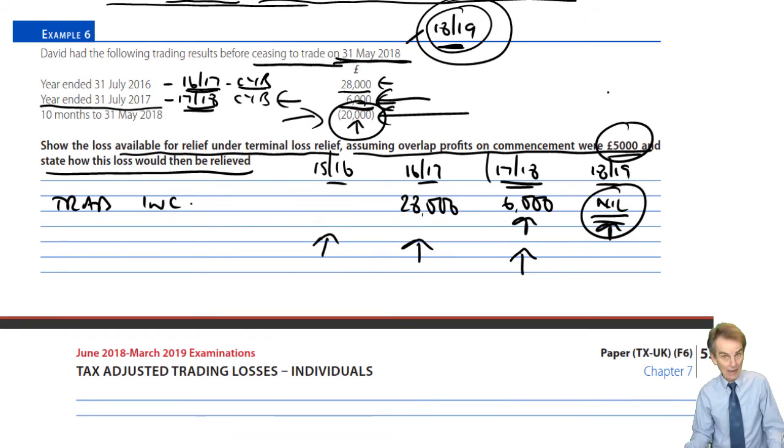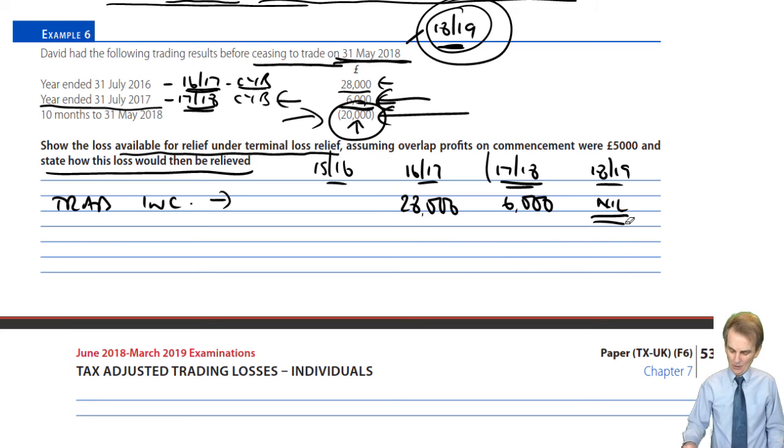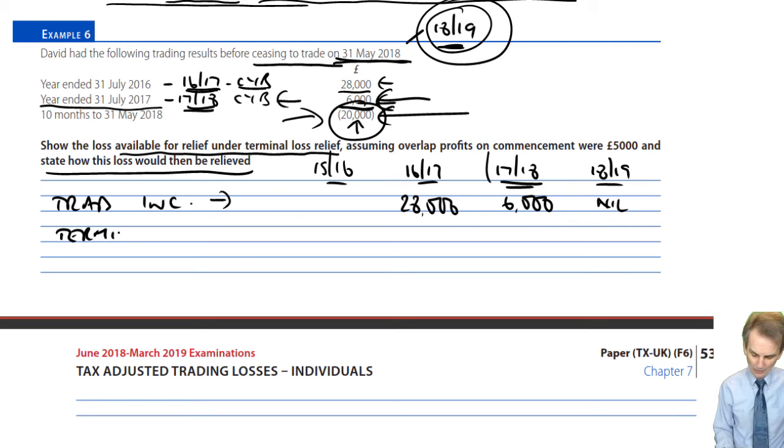Let us, therefore, tackle this example now. We've already done the first part. Using our bases of assessment that apply in closing years, we established what your trading income assessments are. What we've got here is that we have a nil assessment in 2018-19, the year of cessation. We have then £6,000 and £28,000 respectively. We know that under terminal loss provision, our terminal loss relief will go directly against trading income.